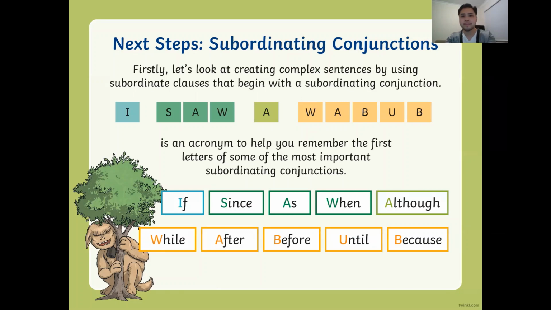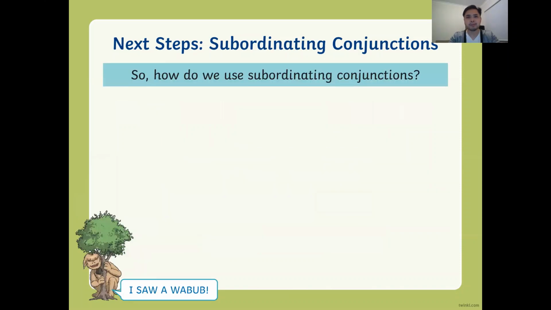So these words at the bottom here are pretty much the most common subordinating conjunction words that you will use at grade 4 level, at primary level. There are many more out there, but these are probably the most commonly used ones. All right, let's keep going so we can have a look.